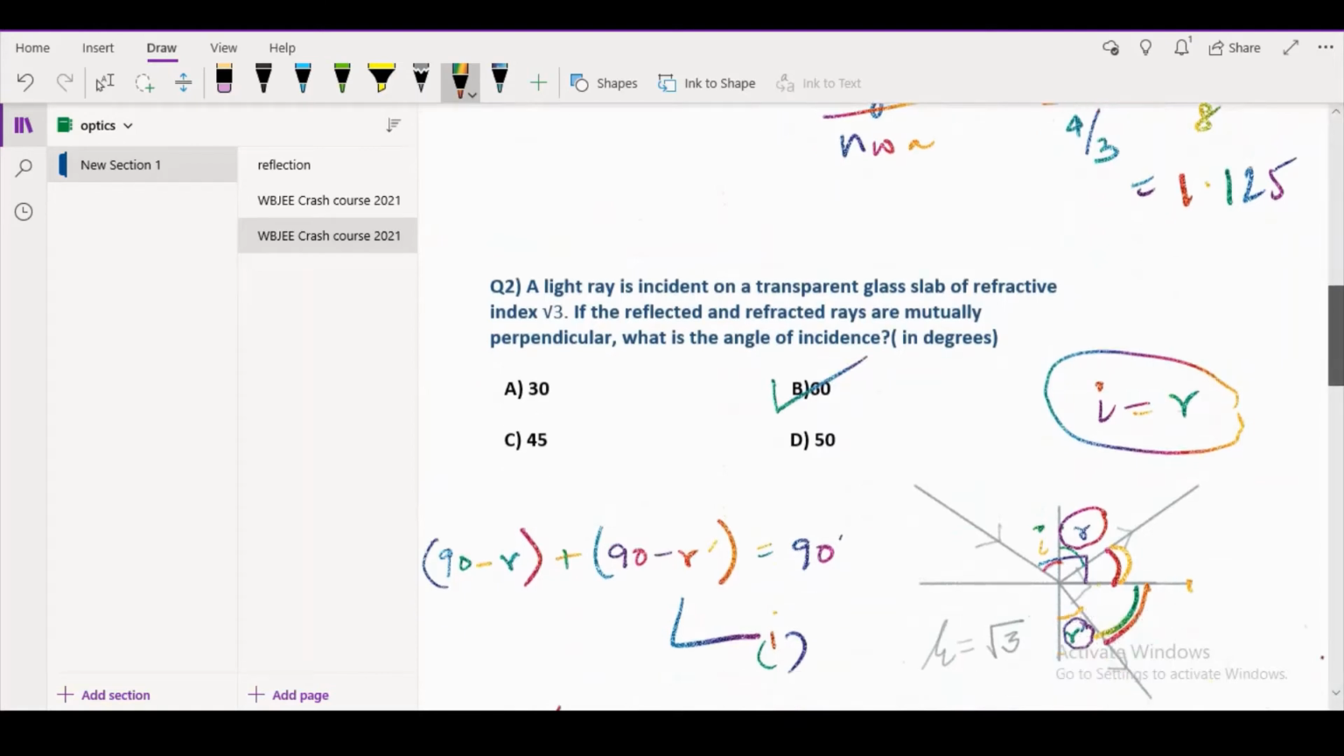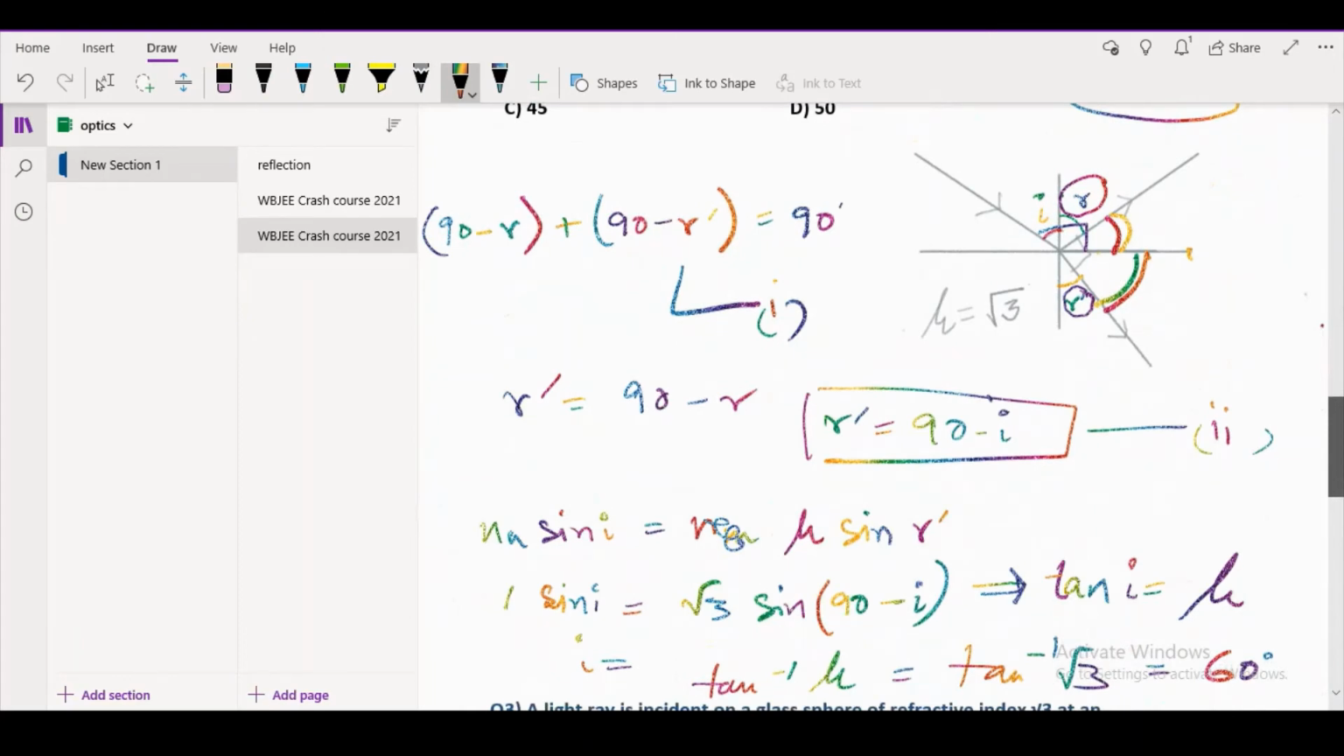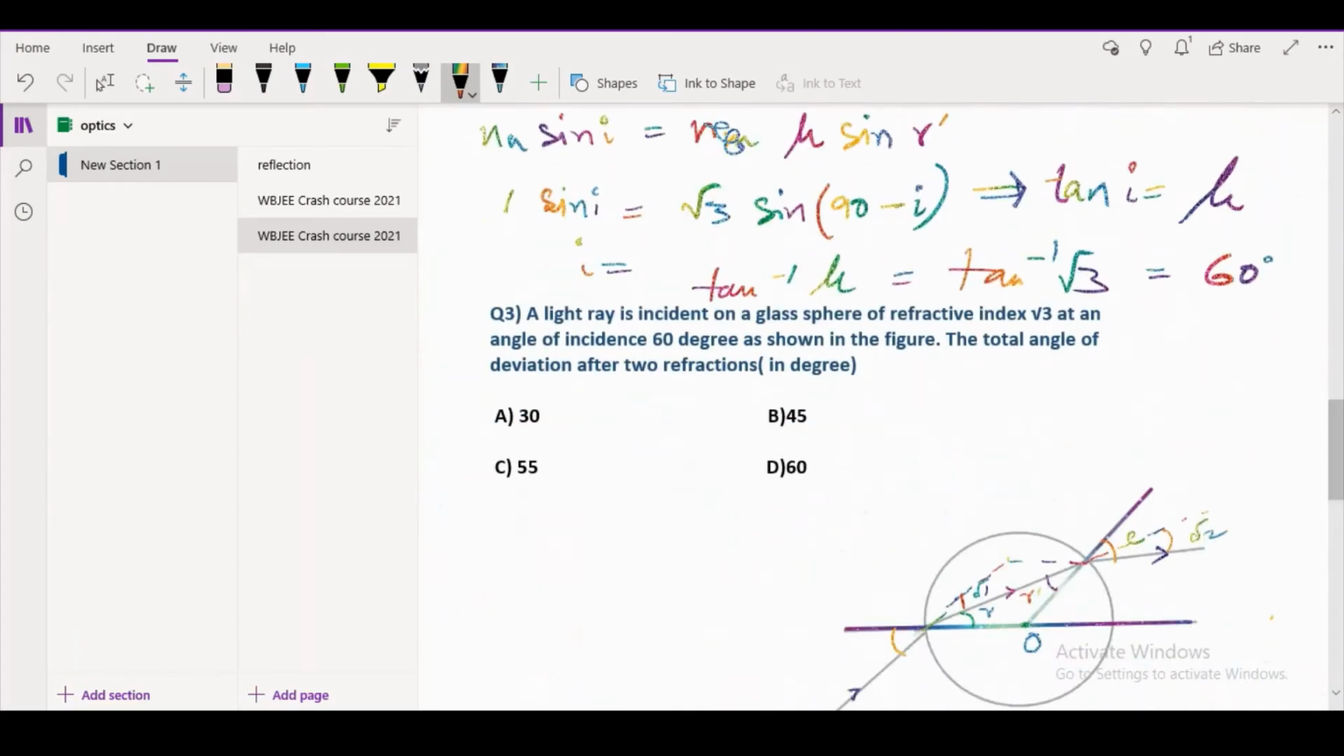Very simple. You can solve these questions very easily. Now moving on to question 3. A light ray is incident on a glass sphere of refractive index root 3 at an angle of incidence 60 degrees, as shown in the figure. The total angle of deviation after two refractions should be delta 1 plus delta 2. So we have to find delta 1 and delta 2 separately.